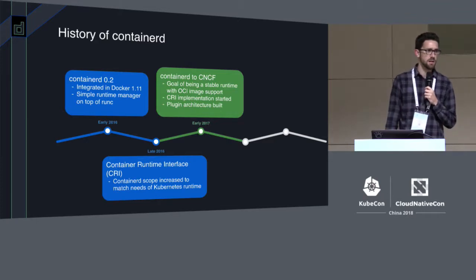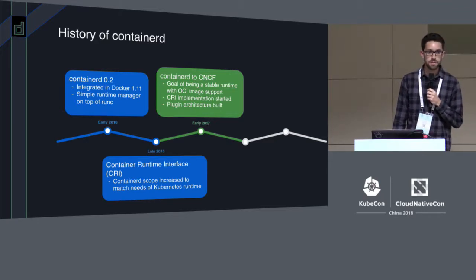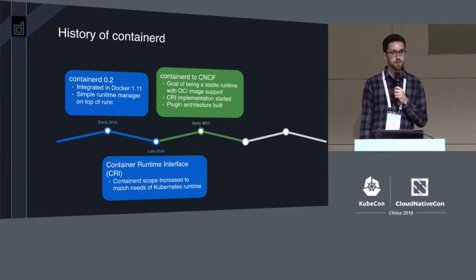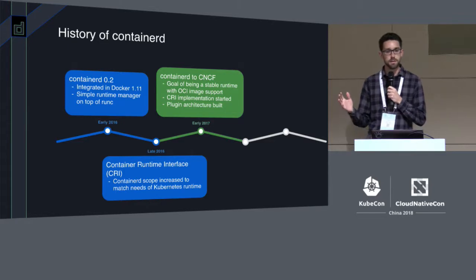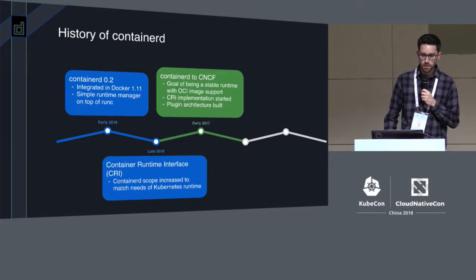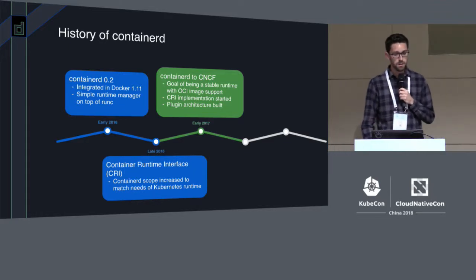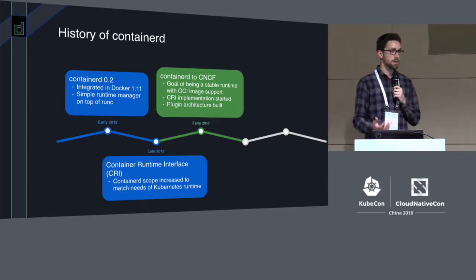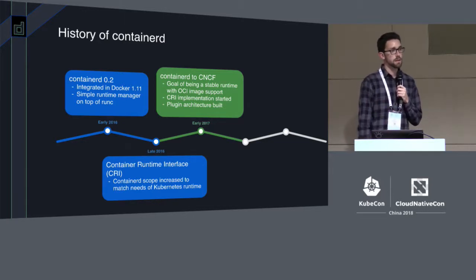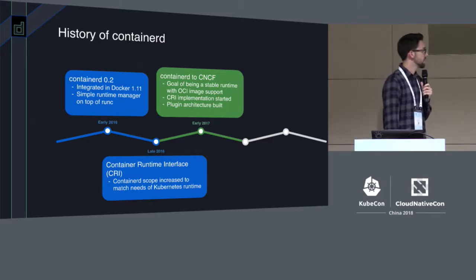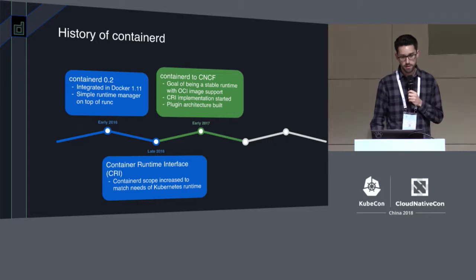In later 2016, the Container Runtime Interface was designed. The Container Runtime Interface was built by the Kubernetes team in order to allow for the runtime of Kubernetes to be configurable. So previously, everybody was using Docker for Kubernetes, and it was very difficult to swap out to use a different runtime. At that time, Docker saw an opportunity to build a lower level runtime that could be common across both Docker and Kubernetes. So Containerd was increased in scope in order to match the needs of a container runtime for Kubernetes.